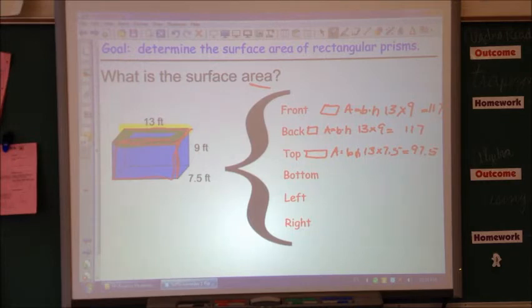Oh, my hand must be touching the board. Sorry, guys. And the bottom is just, look right here, just like the top. That's why I use this one so you can see it. So again, I'm working with a long rectangle. So same formula, base times height. And the numbers are the same, 13 times 7.5, which gives me 97.5.